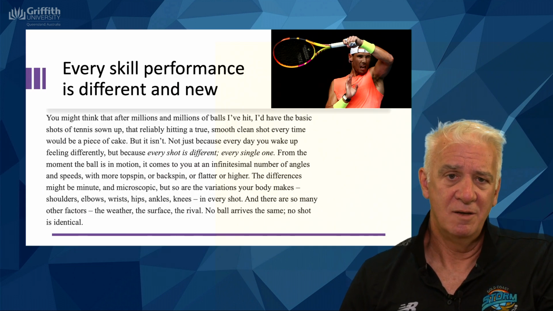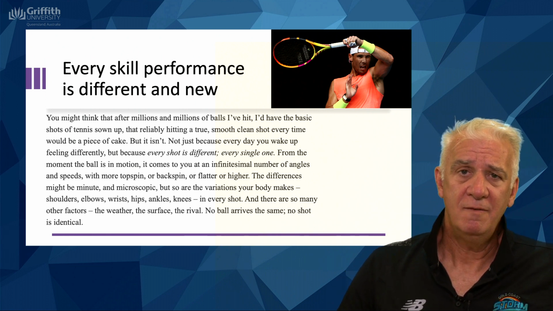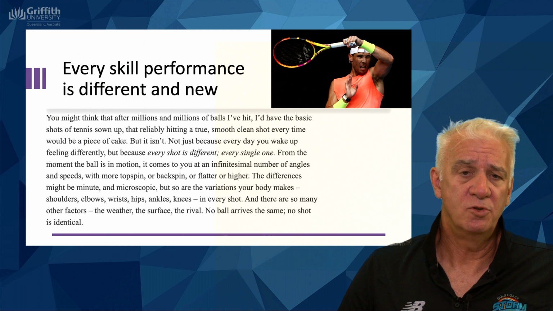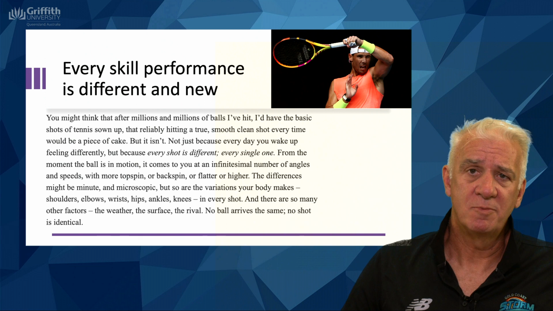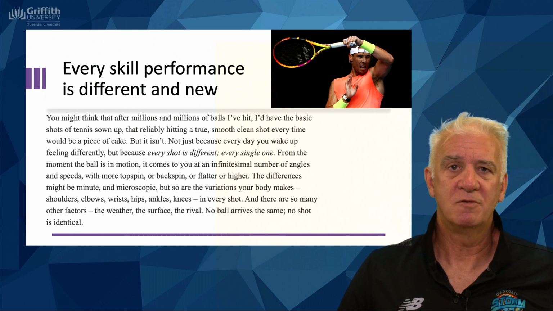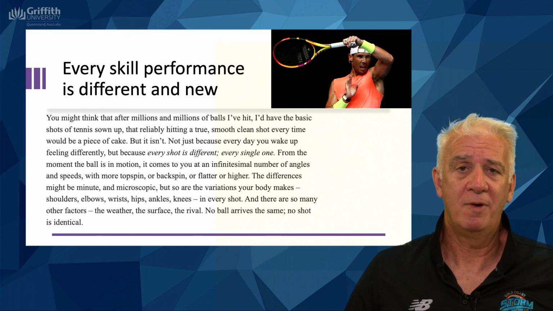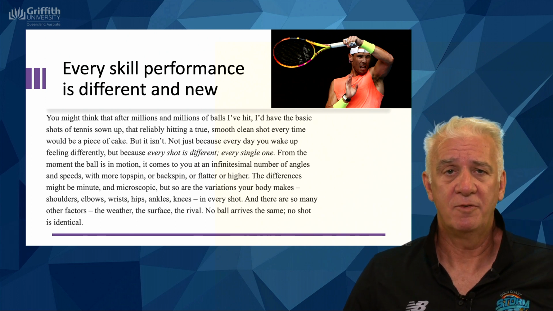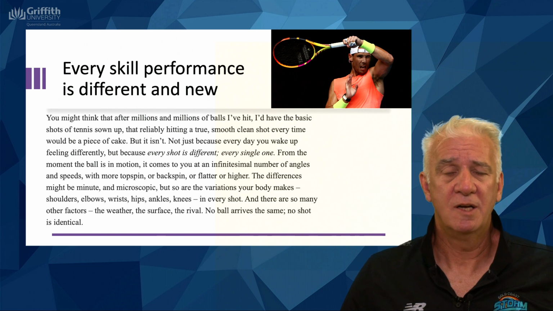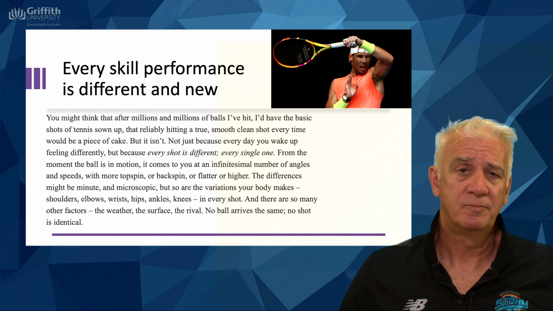The third point I want to make here is that every skill performance is different and new. Every single time you play a shot or do something, it's different. It's never the same. So this is a quote from a reasonable tennis player, Rafael Nadal, and he says something like, if you can read it for yourself, but you'd think after millions and millions of shots I would have perfected the one technique. But what he says is every single time I play a shot, it's different. It's come from a different opponent, it's bounced a different height, I'm standing in a different position. So every single shot is different.